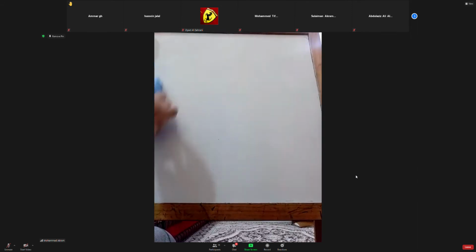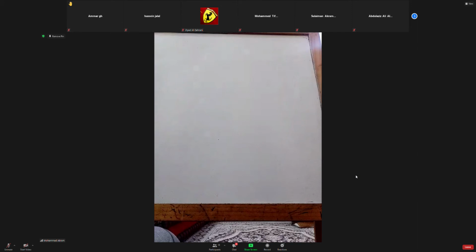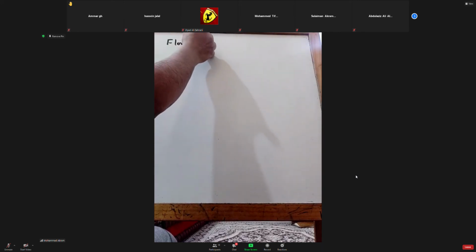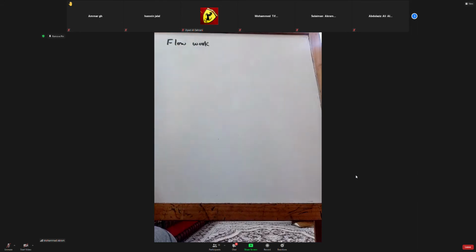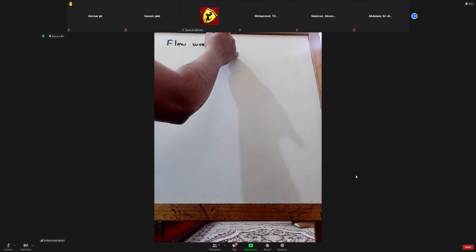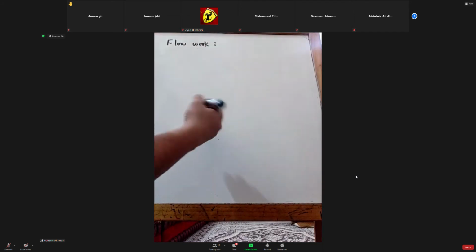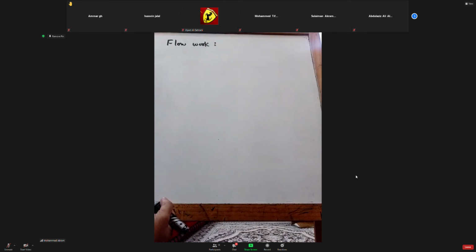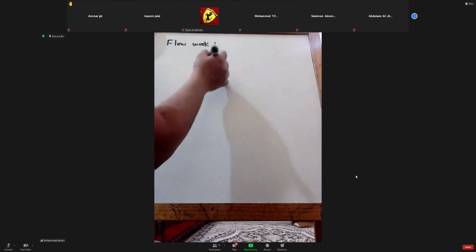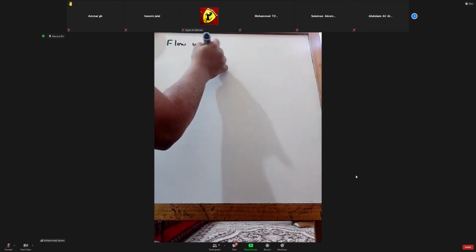So this was the boundary work. Now we have flow work, or flow energy. This is also called flow energy or transport energy. Now what is flow work?